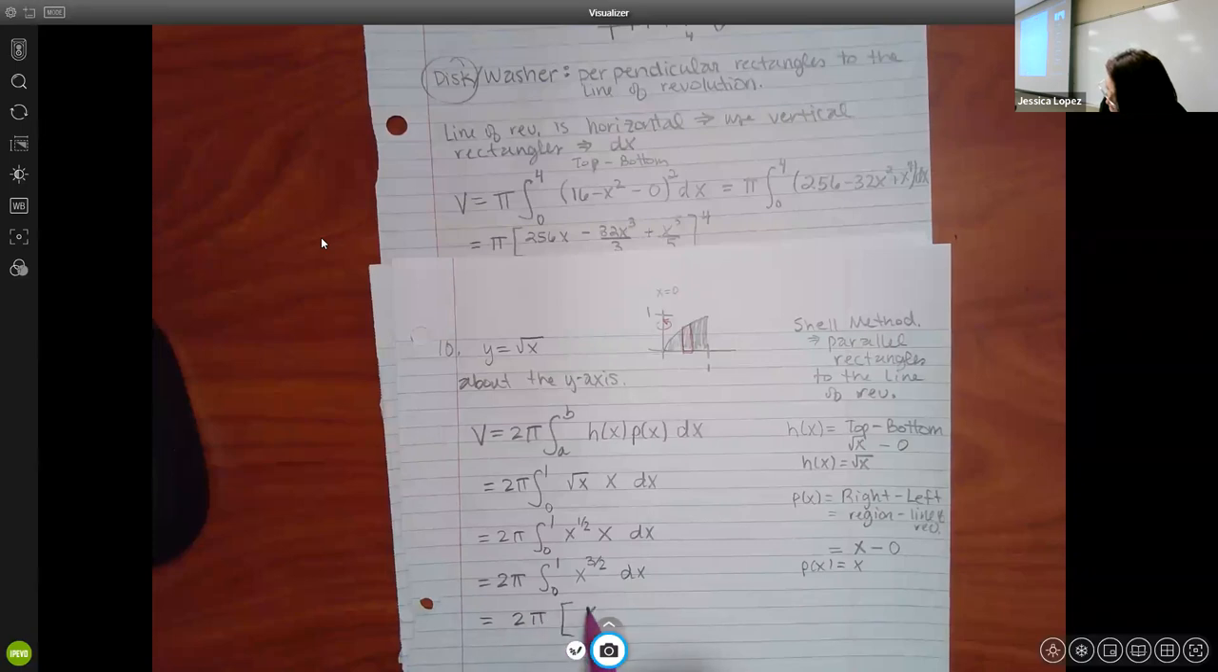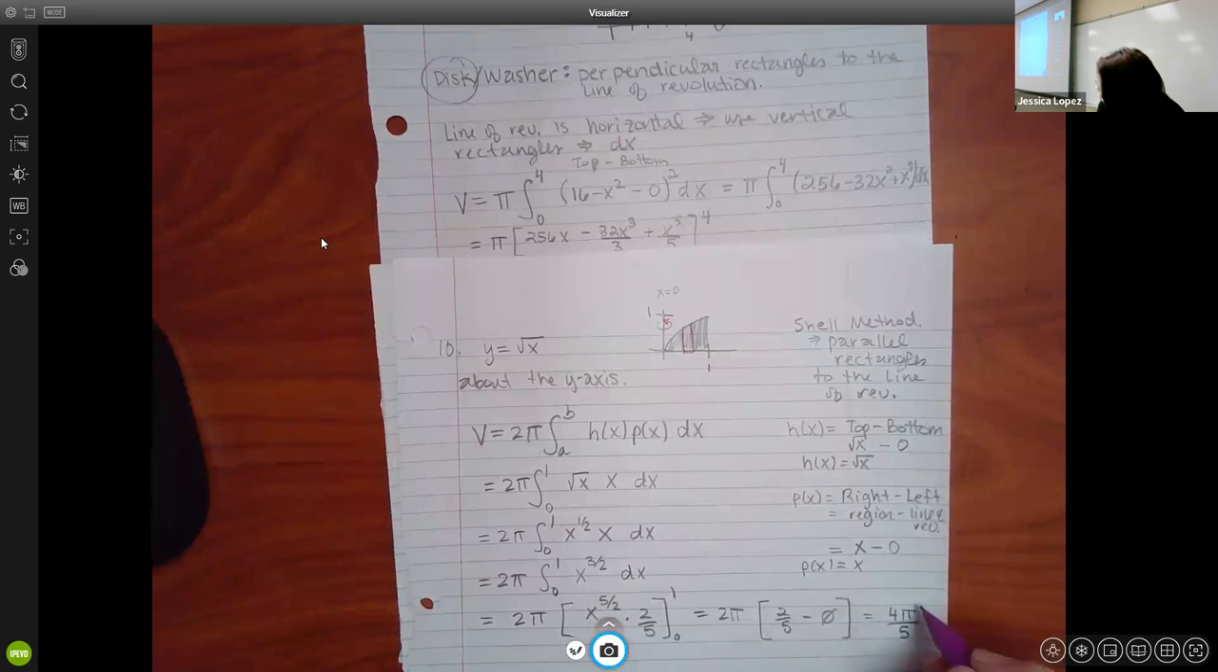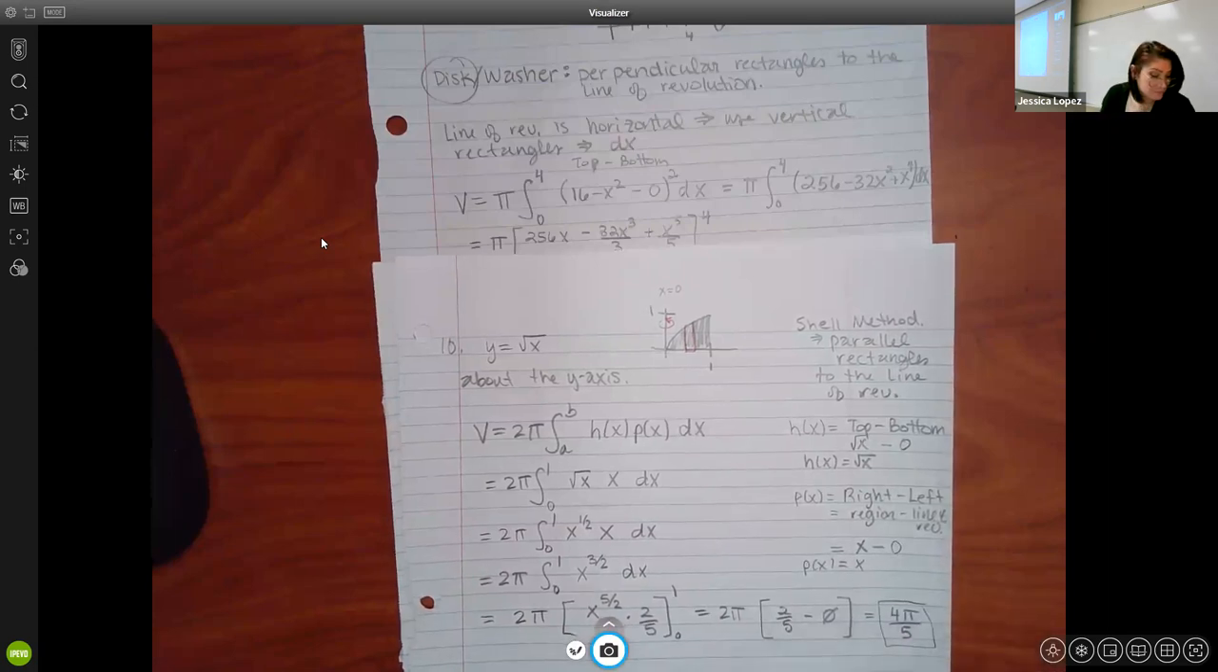So I get x to the 5/2 times 2/5, evaluated from 0 to 1. We end up with 1 times 2 fifths minus 0 times 2 fifths. And so we end up with 4 pi over 5. Yes, that's correct.